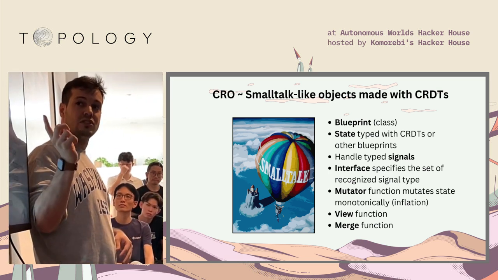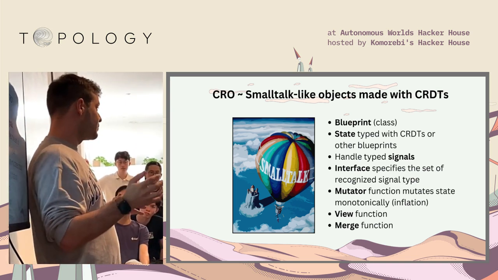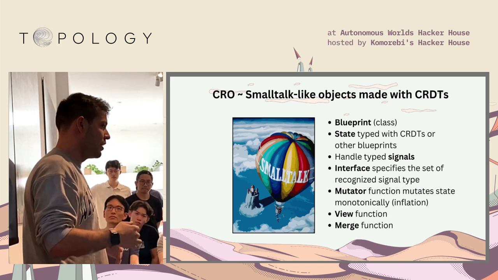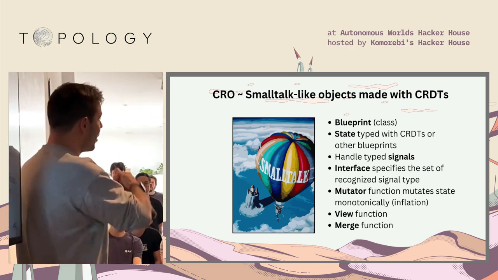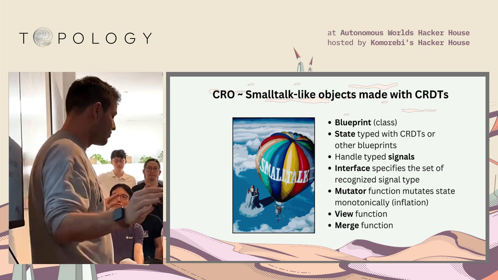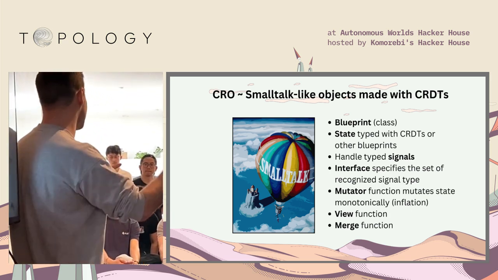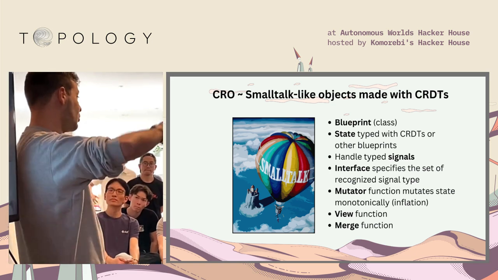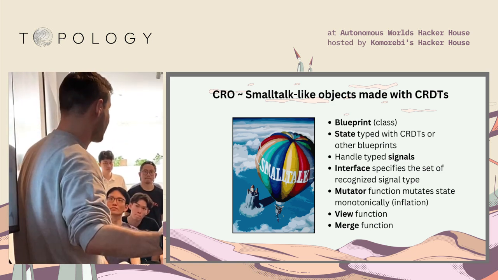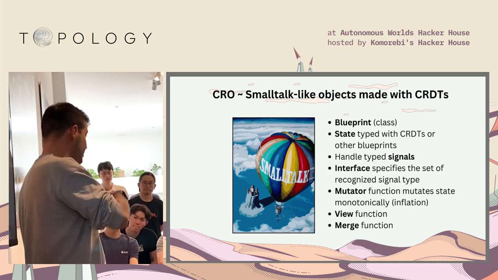And those CROs also support signaling. We actually don't want everyone in the network to know about all the CROs that exist on the network. It's not going to scale. It's going to fail totally. So we have to have a way of signaling between those objects for people that don't know about each other on different parts of the network. And that's something that we are also building, incorporated within the objects themselves.